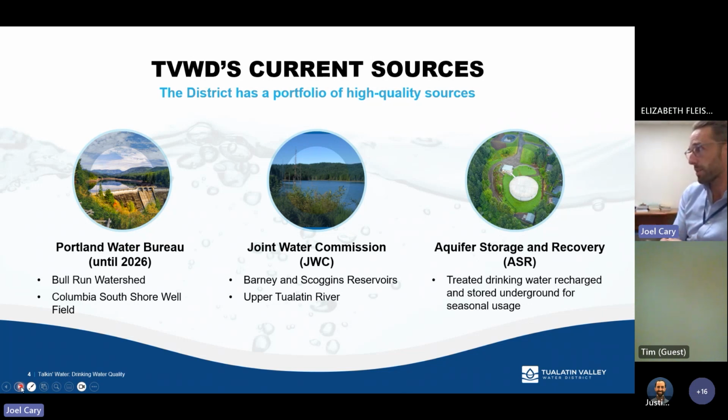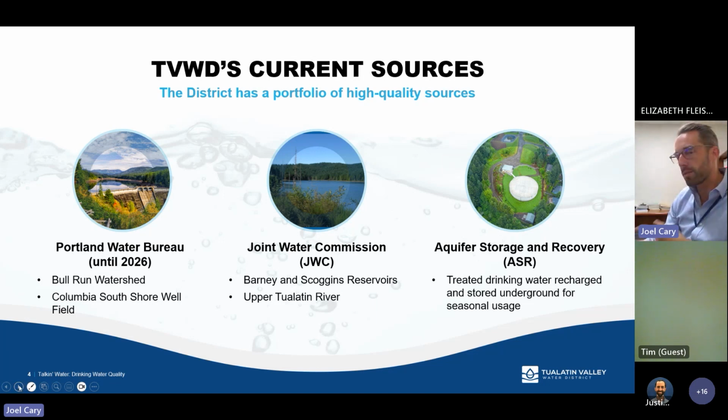And our last one we use is what's called aquifer storage and recovery. That is treated drinking water that gets stored back in the ground for future use, typically the following season or the following year. There's actually several ASR projects in the area. TVWD has its own ASR storage and recovery site up on Cooper Mountain. Rough numbers we use, but generally speaking, in a year we can hold from on the low end 50 million gallons up to 300 million gallons, depending on how much water we put in the ground. So all high quality, all sources we use.